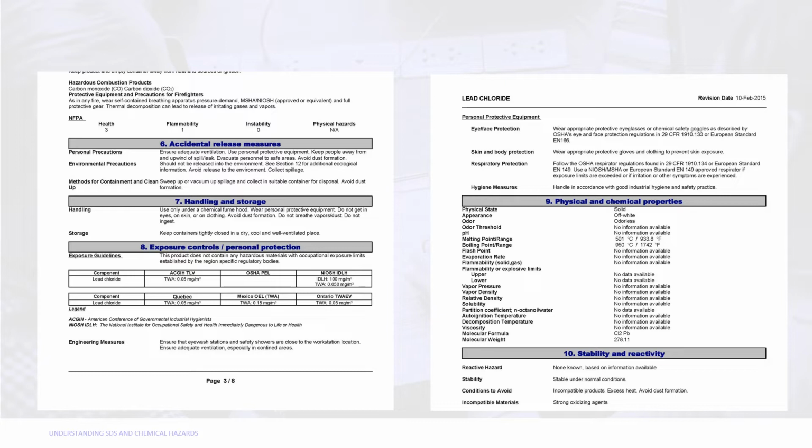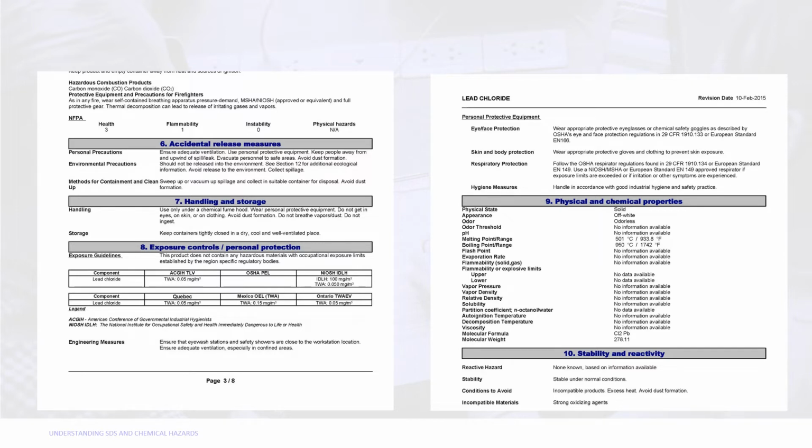Handling instructions are especially important to us as chemistry faculty and staff. It is our responsibility to ensure students are working in a safe environment and in a safe manner. It is also important that we ourselves handle these chemicals in a safe manner. Neglecting to follow safe handling procedures can result in chemical exposure of students, yourself, and other faculty or staff around you.